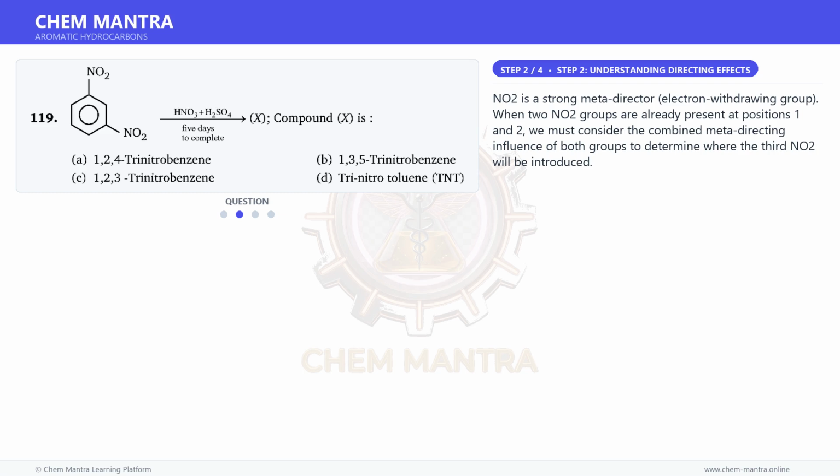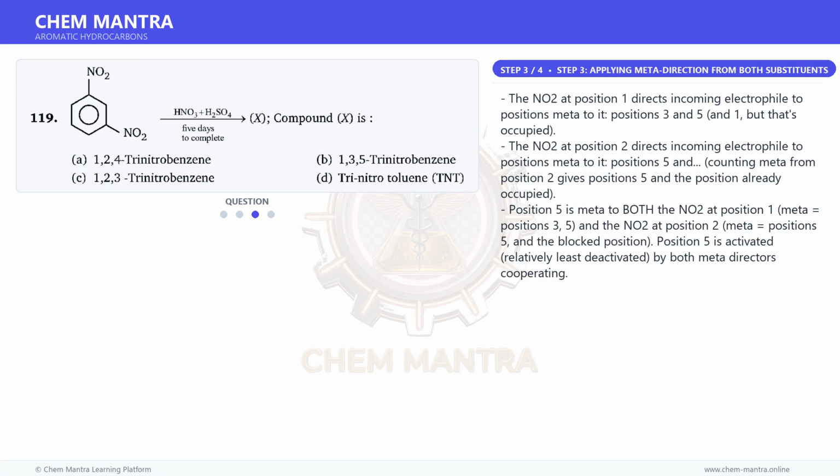NO2 is a strong meta-director, an electron withdrawing group. When two NO2 groups are already present at positions 1 and 2, we must consider the combined meta-directing influence of both groups to determine where the third NO2 will be introduced.